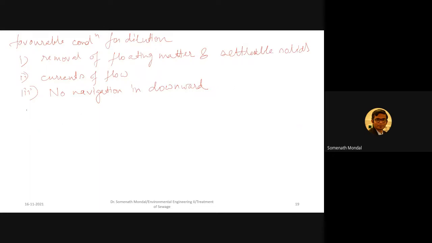Number 4. Now, diluting water should not have habitation, or it should not be used as a source of water supply. So, should not be used for water supply.